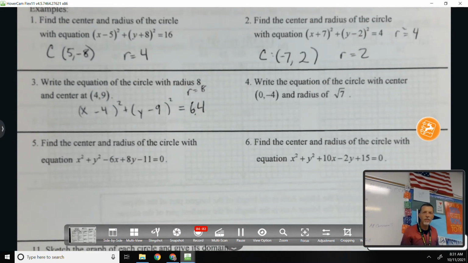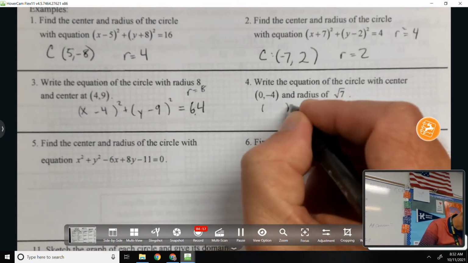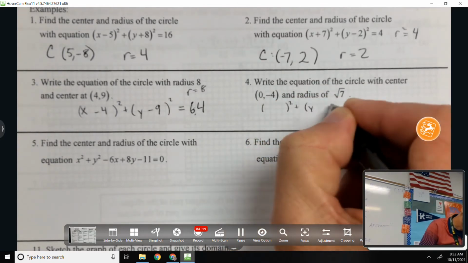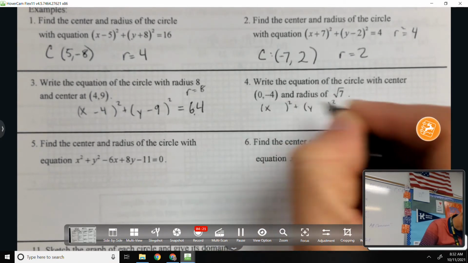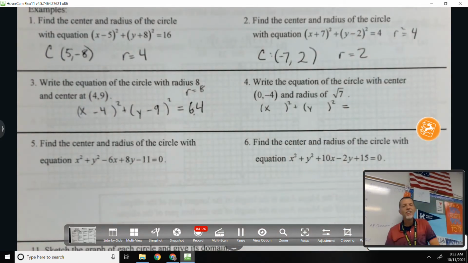Good, you guys are already trying number 4. I know, square root of 7 looks intimidating until you start thinking about what you're going to do with the square root of 7. People leaving off the squares already.